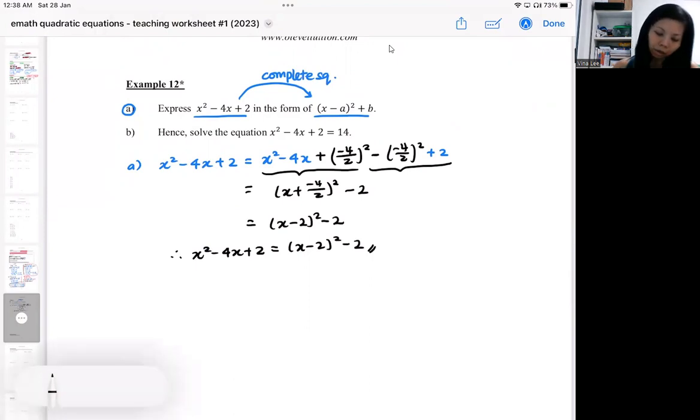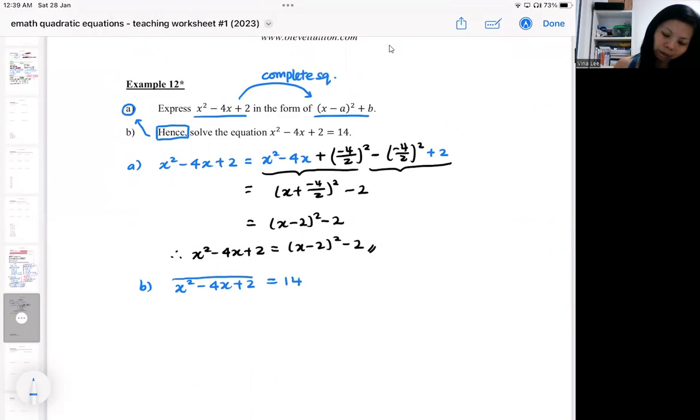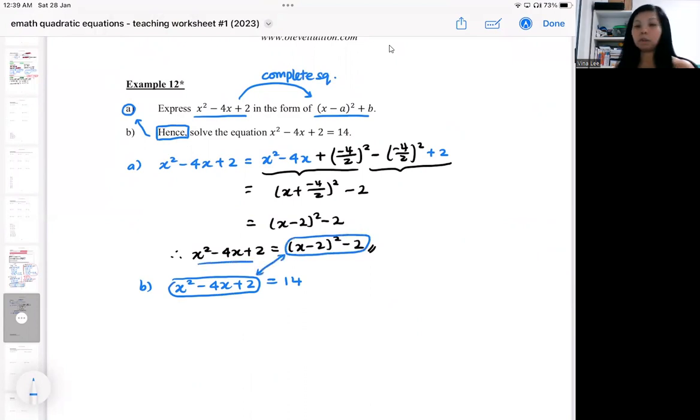So in part B, your job is to solve. Okay, there is a hence. Hence means you must make use of the answer in part A. So now I'm supposed to solve. So this whole thing will be replaced by the complete square, because they are supposed to be the same expression. So I'm going to replace this whole thing with the complete square.